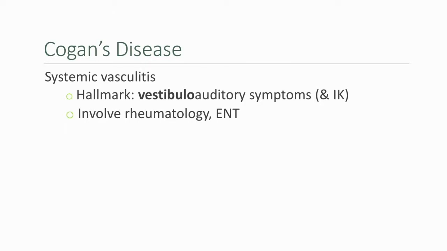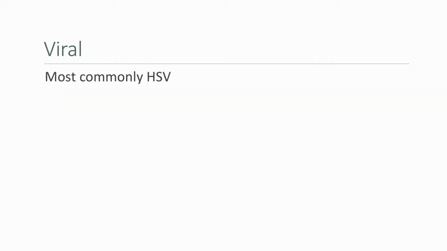Cogan's disease also. You can't go through a talk on interstitial keratitis without bringing up Cogan's disease. It is a systemic vasculitis. There's interstitial keratitis as well as vestibulo-auditory symptoms. To be clear, syphilis also often has auditory findings, especially congenital syphilis. Really the hallmark with Cogan's is that there are vestibular findings as well. If you suspect Cogan's disease, involve rheumatology, ENT; these are systemic conditions that need to be treated quickly.